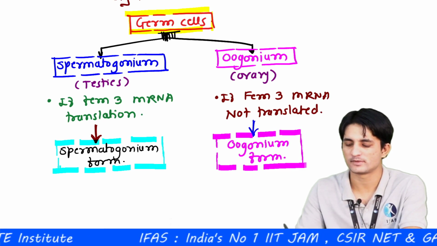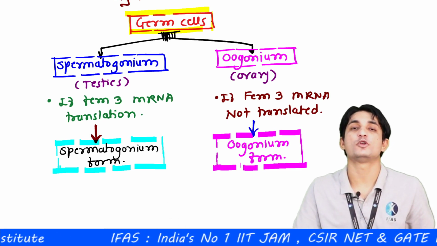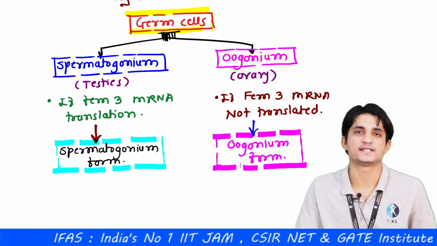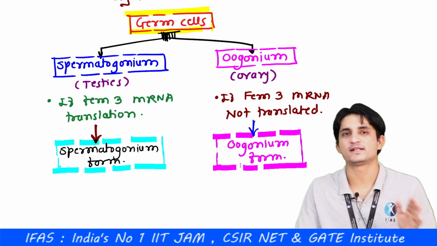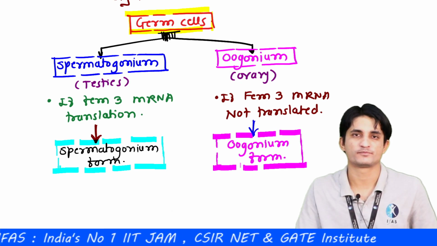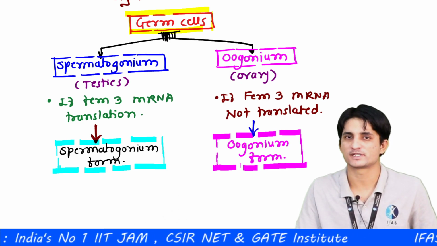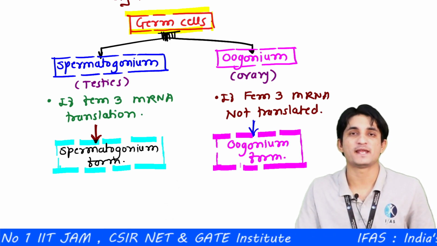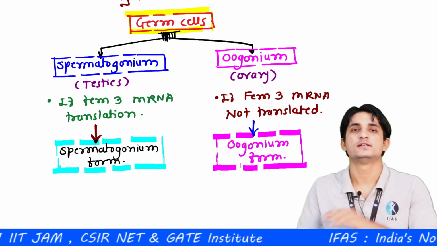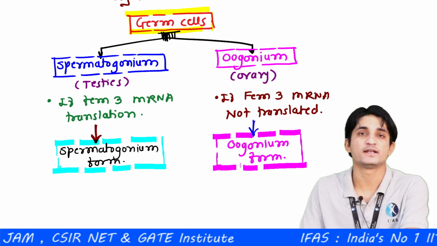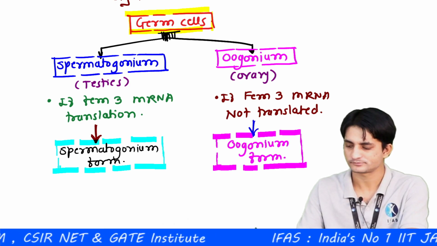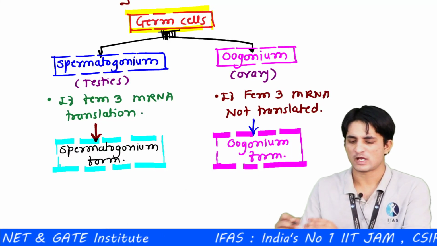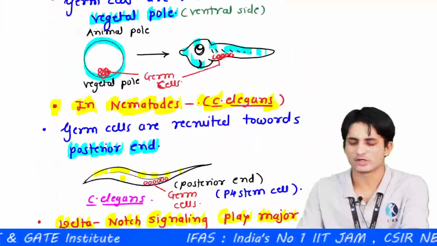And the gene name is given on the basis of loss of function experiment, meaning if in the FEM3 gene there is loss of function, only oogonium is formed, there is no formation of the spermatogonium, because FEM3 contains loss of function or recessive mutation. If there is a recessive mutation in FEM3 then a feminizing effect is seen, and therefore the gene is given the name FEM3. So this is the spermatogonium and the oogonium in the C. elegans. Now this is in case of nematode that we discussed.